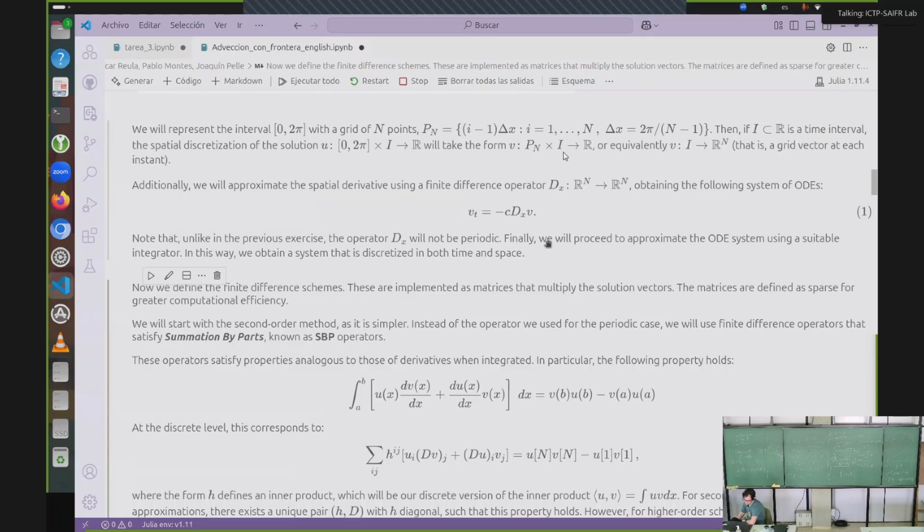So I want to ask you if you understood this part about summation by parts, what we are trying to achieve, what we are actually doing here when we ask for this derivative operator to satisfy summation by parts. If someone in the chat could say, okay, yes, I understood this part, or no, I would like to review this to understand what's going on or why we need this.